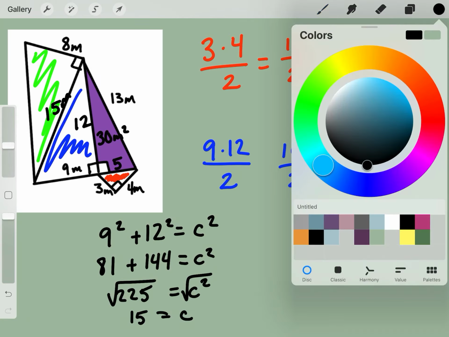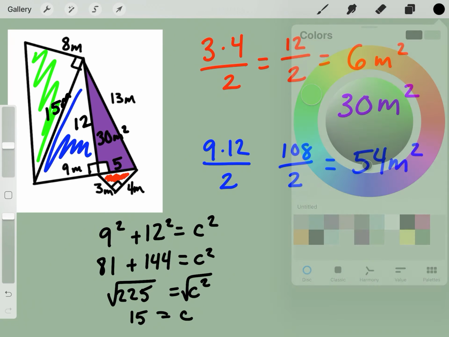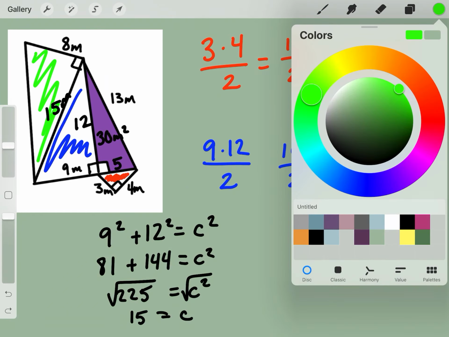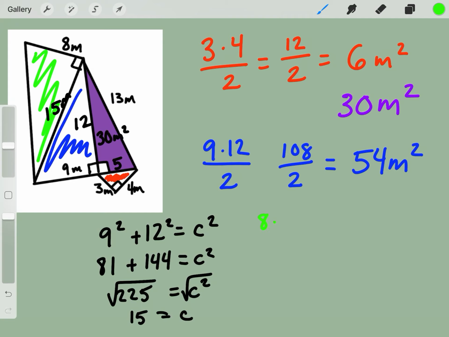Labels are important. So now I'll get back to that bright green color. To find the area of that figure, I'm going to do 8 times 15 divided by 2. 8 times 15 is 120. Divided by 2 is going to give me 60 meters squared.